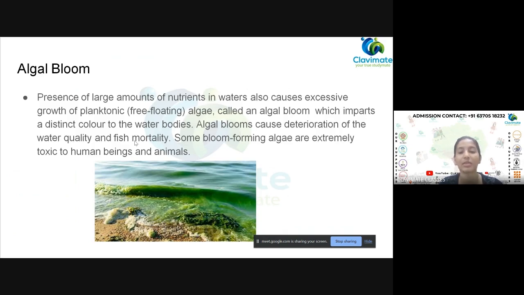Algal bloom has a definition: the presence of a large amount of nutrients in the waters, which is causing excessive growth of free floating algae. A question in the board exams can also be asked: what is the free floating algae? It is the growth of planktonic algae. So there's a different name for algal bloom, which is planktonic algae. Algal blooms cause the deterioration of the water quality and fish mortality.